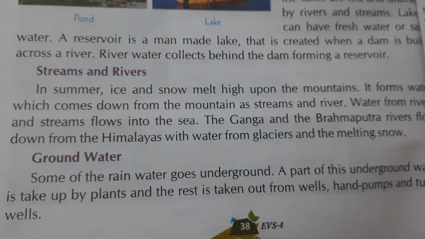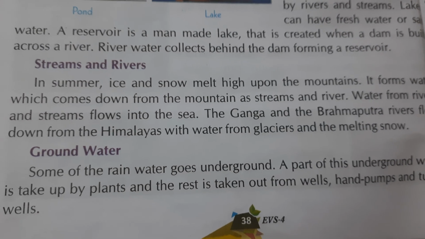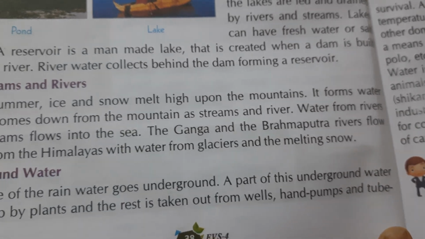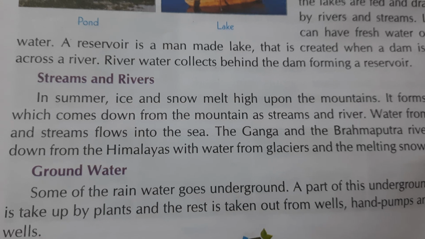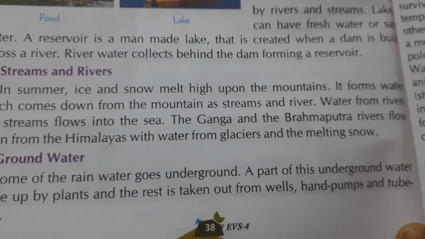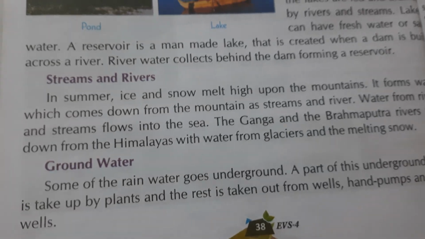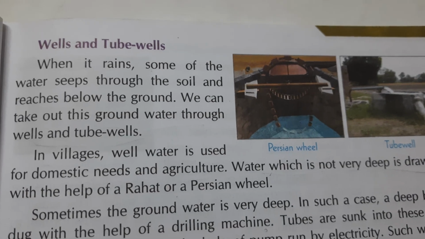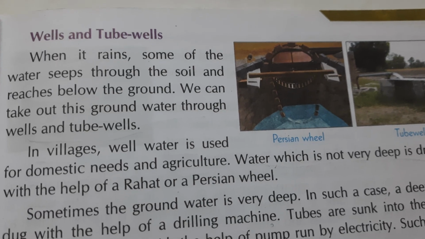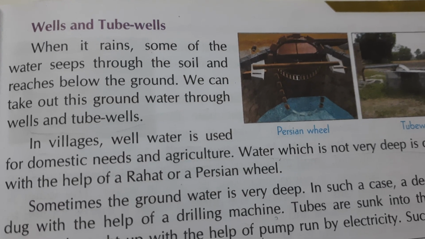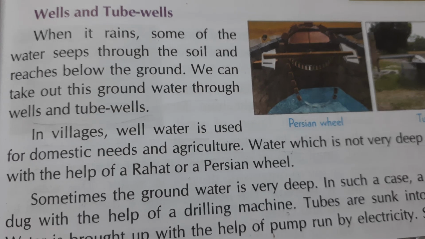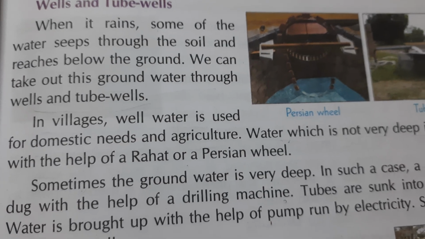Groundwater. Now we will read about groundwater. Some of the rainwater goes underground. A part of this underground water is taken up by plants and the rest is taken out from wells, hand pumps and tube wells. Now we are going to read about wells and tube wells. When it rains, some of the water seeps through the soil and reaches below the ground. We can take out this groundwater through wells and tube wells.